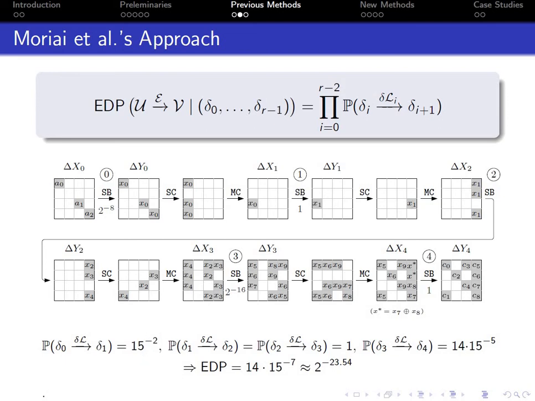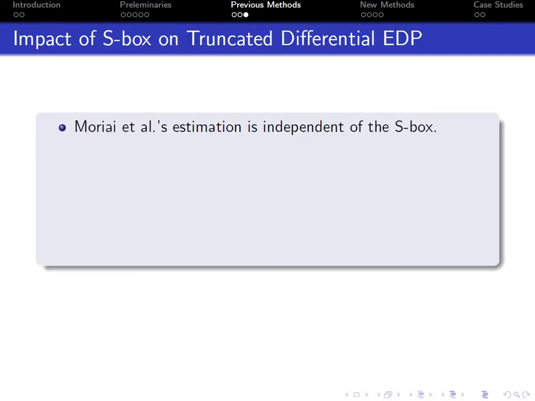In the second round, 1 active nibble goes to 3 active nibbles over the mixed columns with probability 1, and this is the same in the third mixed column. But in the fourth mixed column, we need to fulfill 4 conditions plus the condition that x7 is not equal to x8. Therefore, using Moriai et al.'s approach for this truncated characteristic, the expected differential probability is about 2 to the minus 23.5. As you saw, Moriai et al.'s estimation is only based on the linear layer transitions, and it is independent of the S-box used in the cipher.